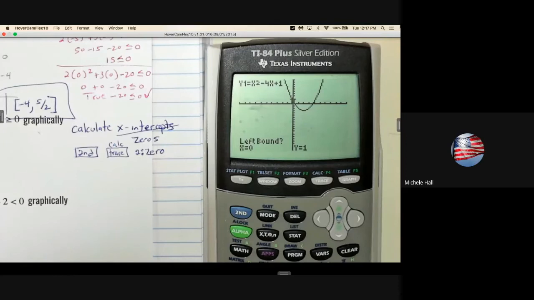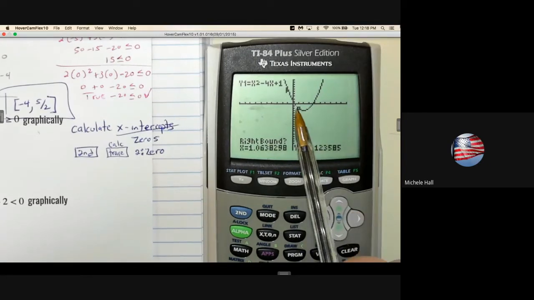It's going to ask for a left bound and right bound. Here's the intercept. When am I on the left-hand side of it? When I'm on top or when I'm on the bottom? This is where I'd be on the left-hand side. So I need to be on top. That's my left bound. When I'm on bottom of the x-intercept, that is when I'm on the right-hand side.